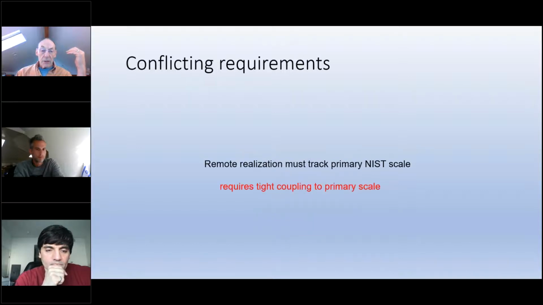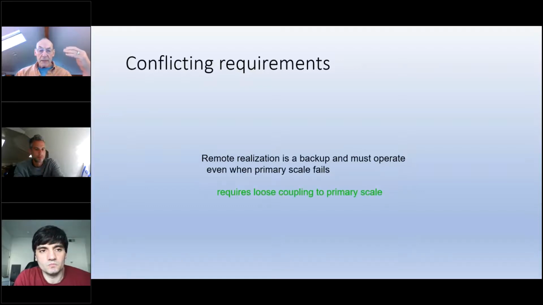Okay, so if you're trying to realize a remote reference, you want tight coupling, but that produces noise, so you want to do loose coupling when the primary scale fit, so you continue to have good holdover, essentially.